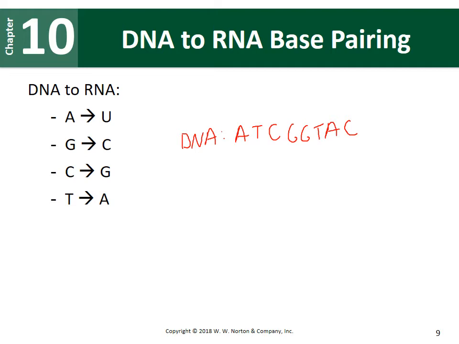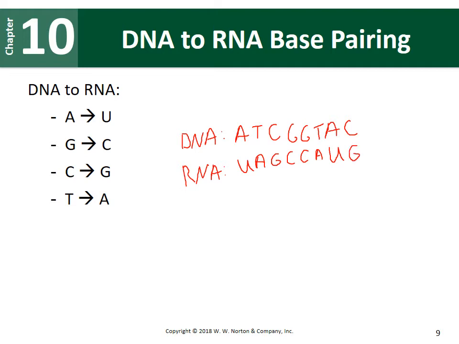Our RNA polymerase, when it creates the RNA, is going to use these complementary base pairing rules. So if our DNA has an A, our RNA will have U. T will pair up with A. C will pair up with G. G pairs up with C. T pairs up with A. A pairs up with U. C pairs up with G.